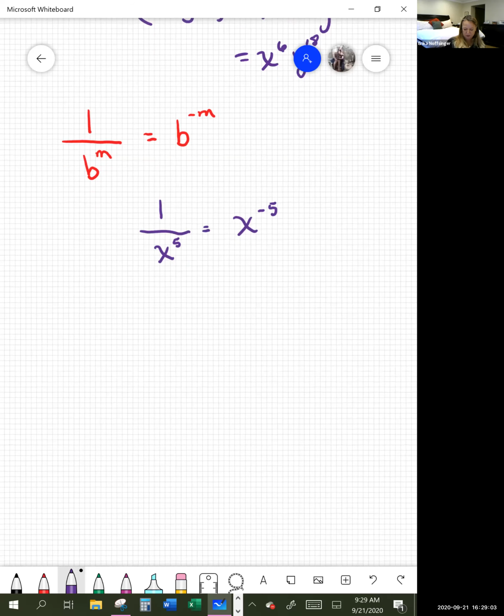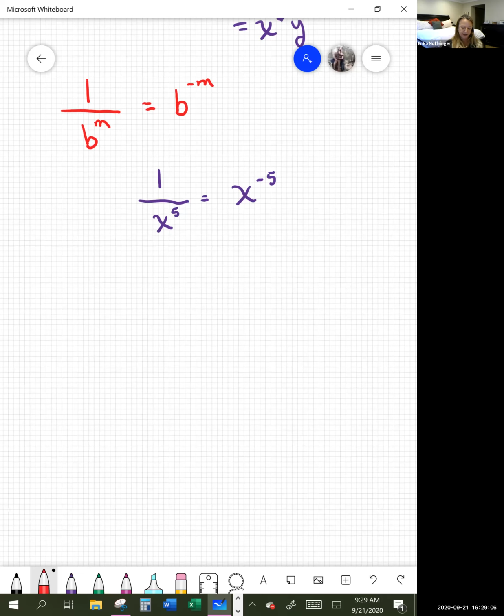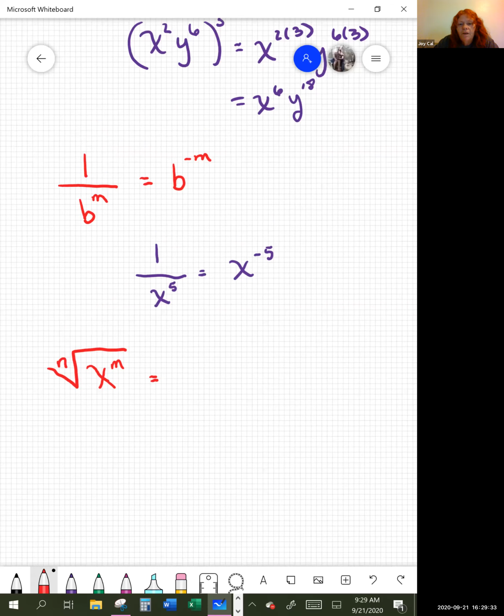And then radicals, being able to rewrite from radicals to exponents. So let's say you had the nth root of x raised to the m power. Professor? Yes. Before we go on to that one, can I ask you a question about the one above it? Yes. So if that was 5 over x to the 5th, would that then be x to the negative 5th over 5, or would it be 5x to the negative 5th?